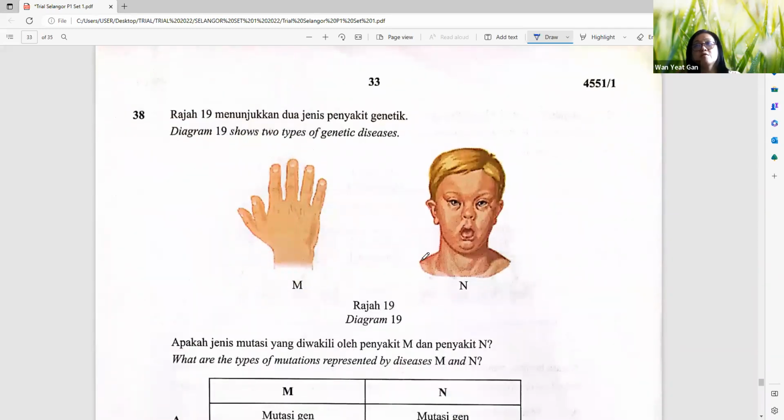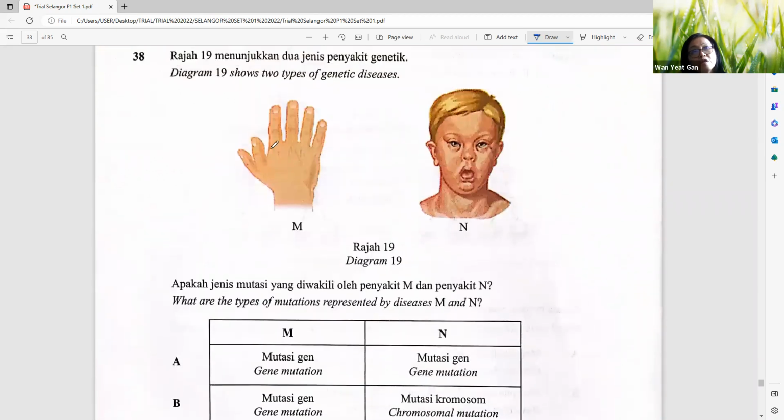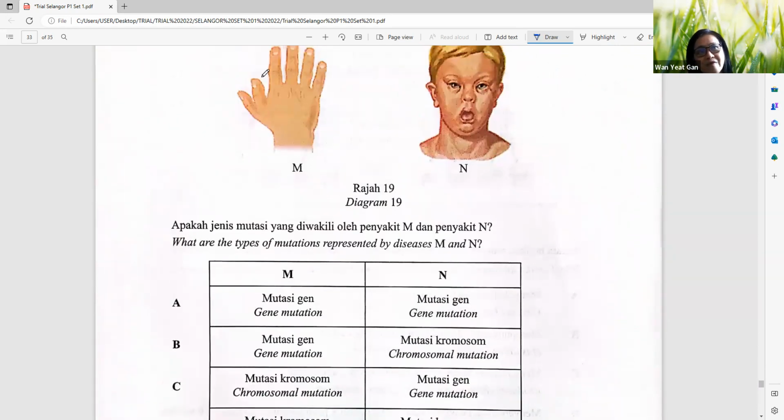The diagram shows two types of genetic diseases. What are the types of mutation represented by the diseases? Okay, so this is polydactylism. This is Down syndrome. Down syndrome is caused by chromosomal mutation, and polydactylism with an extra finger here is caused by gene mutation. So the answer is B.